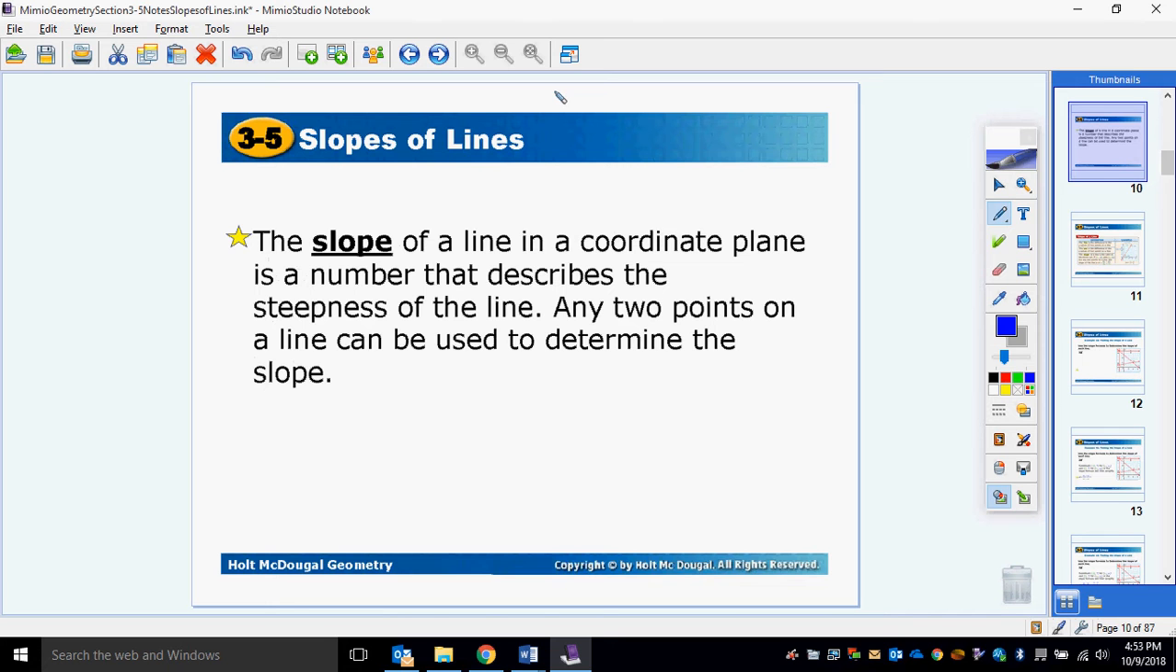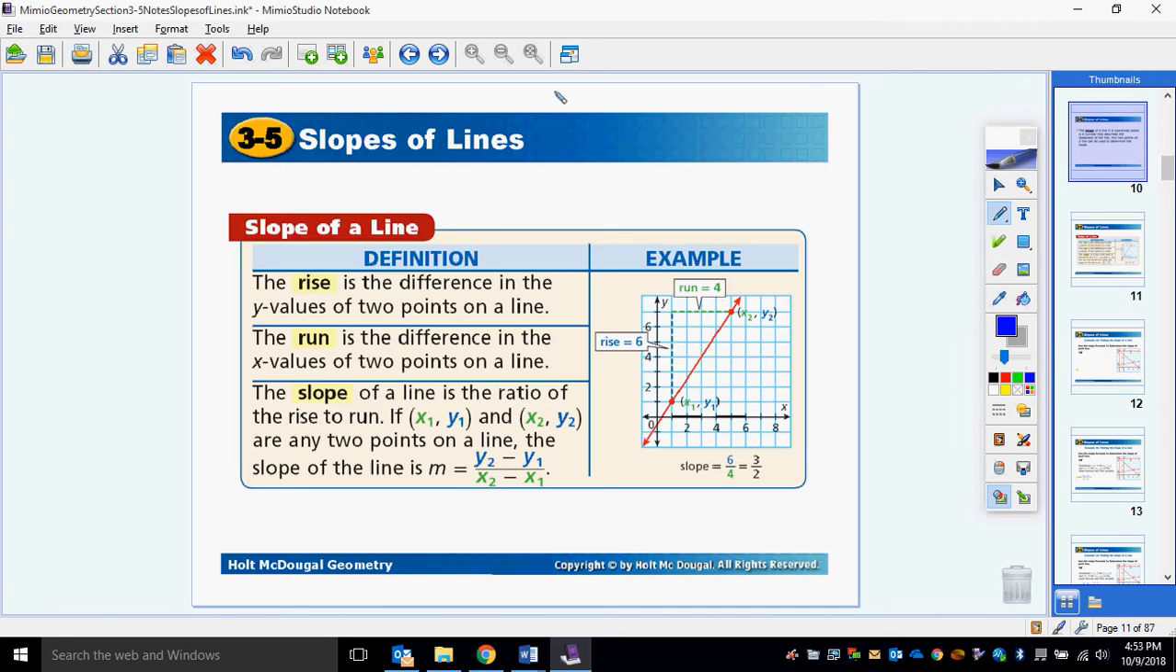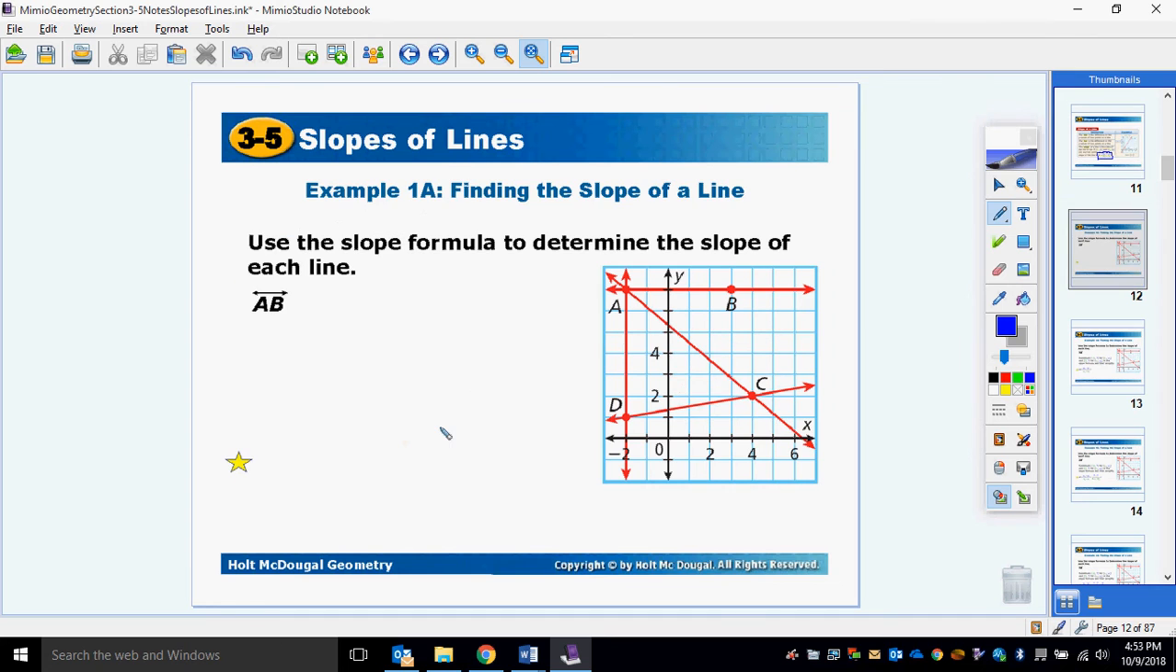We talked about slope. It describes the steepness of a line. So slope can be defined as rise over run. And we came up with a slope formula that we should have in our notes and on our foldable. So we found the slope of a few different lines yesterday. So let's look at just line AB here. Line AB. This was on our handout.